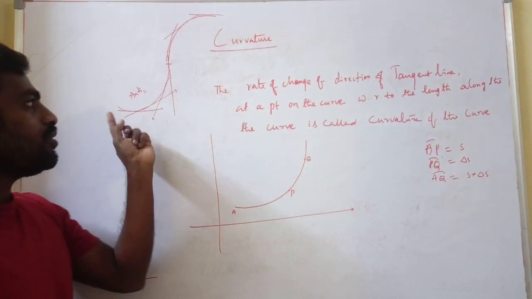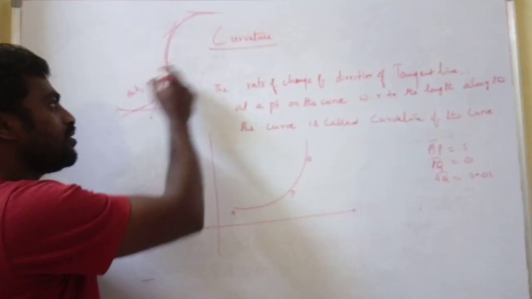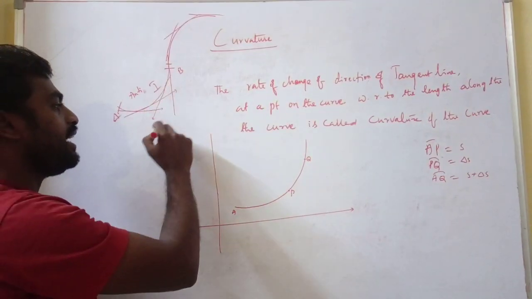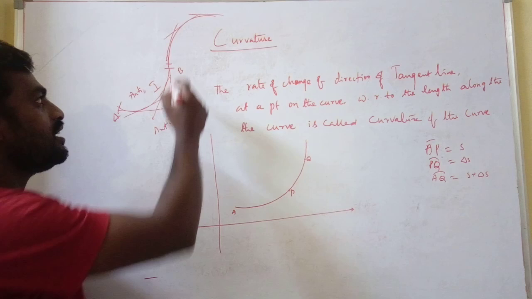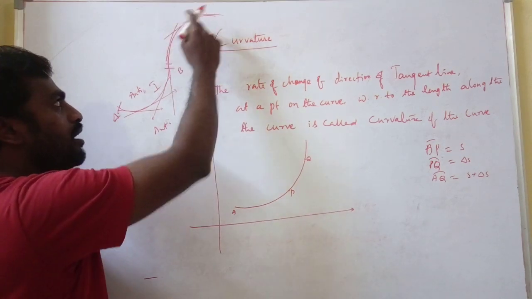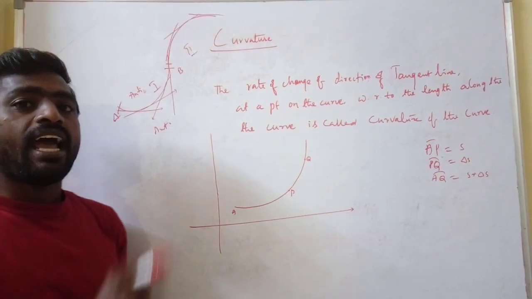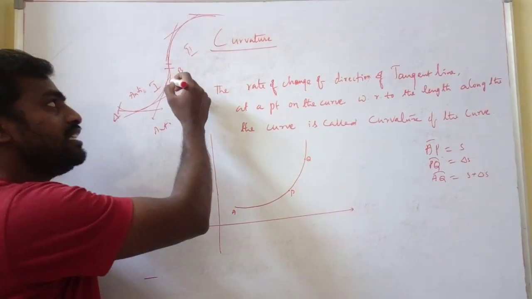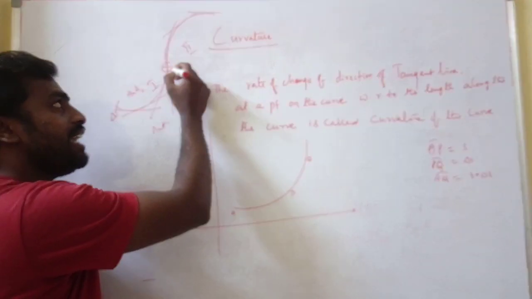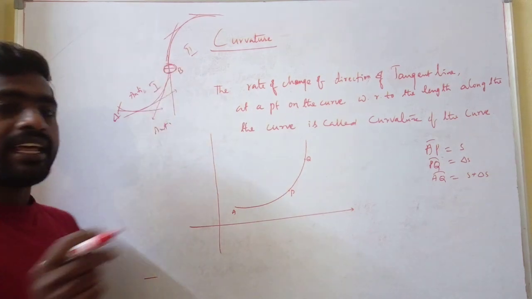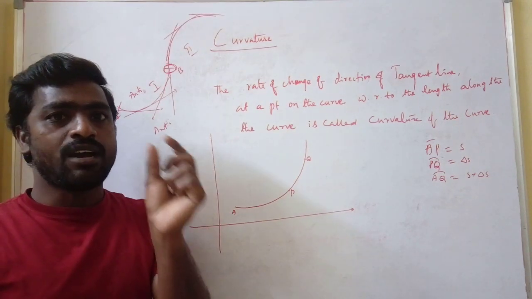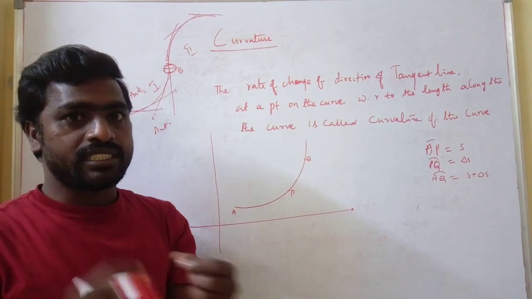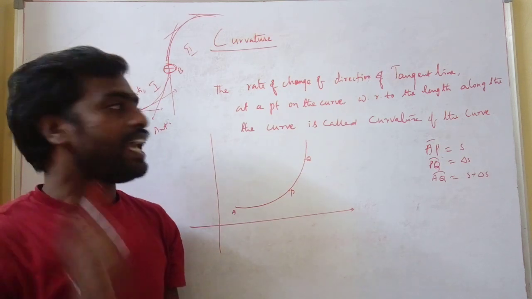So for this curve, suppose in the first part, A to B, the tangent line direction is anti-clockwise, and in the second part, the tangent line's direction is clockwise. That means the direction of the tangent line changes at a point. That is what I am discussing, the change of the direction of the tangent line.